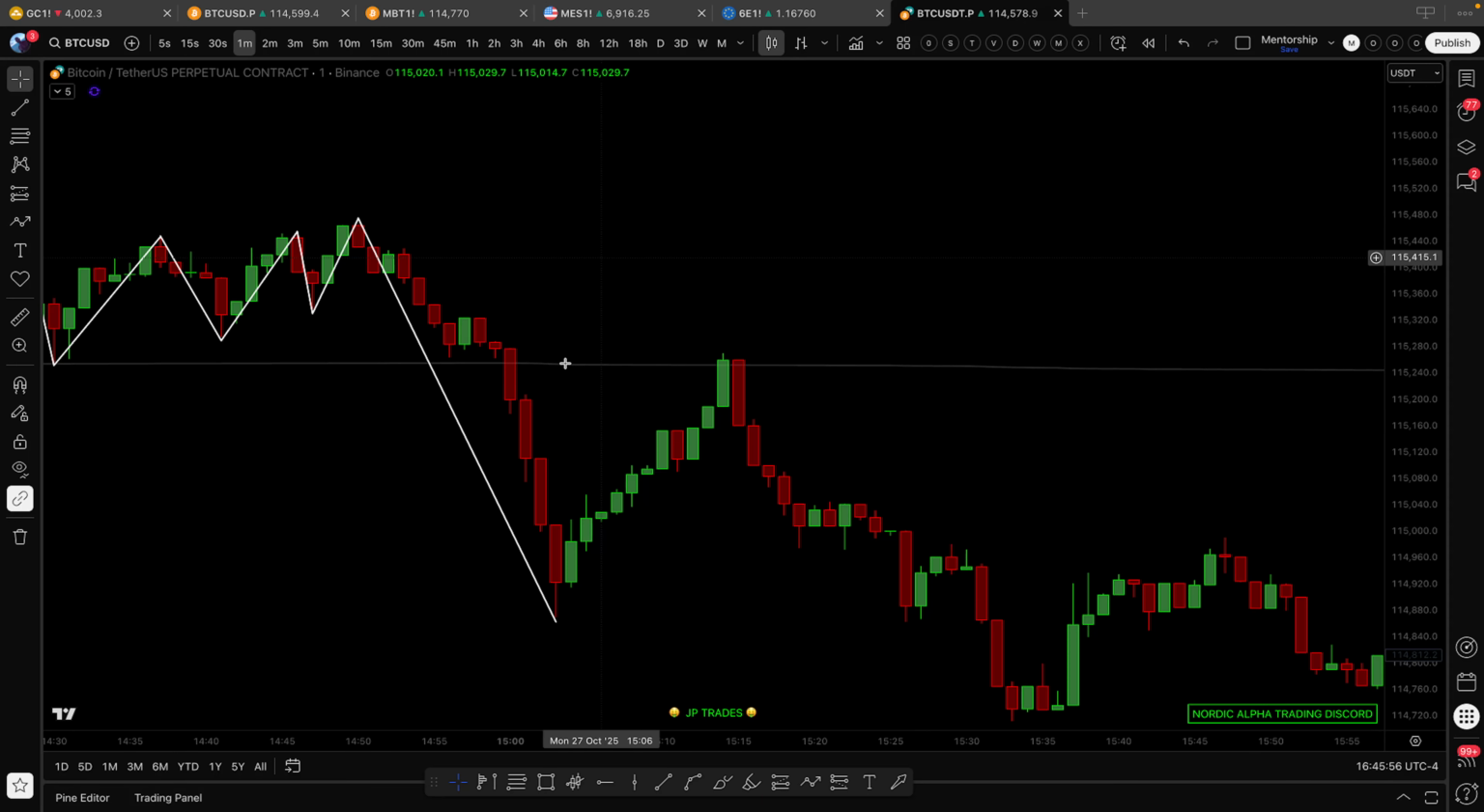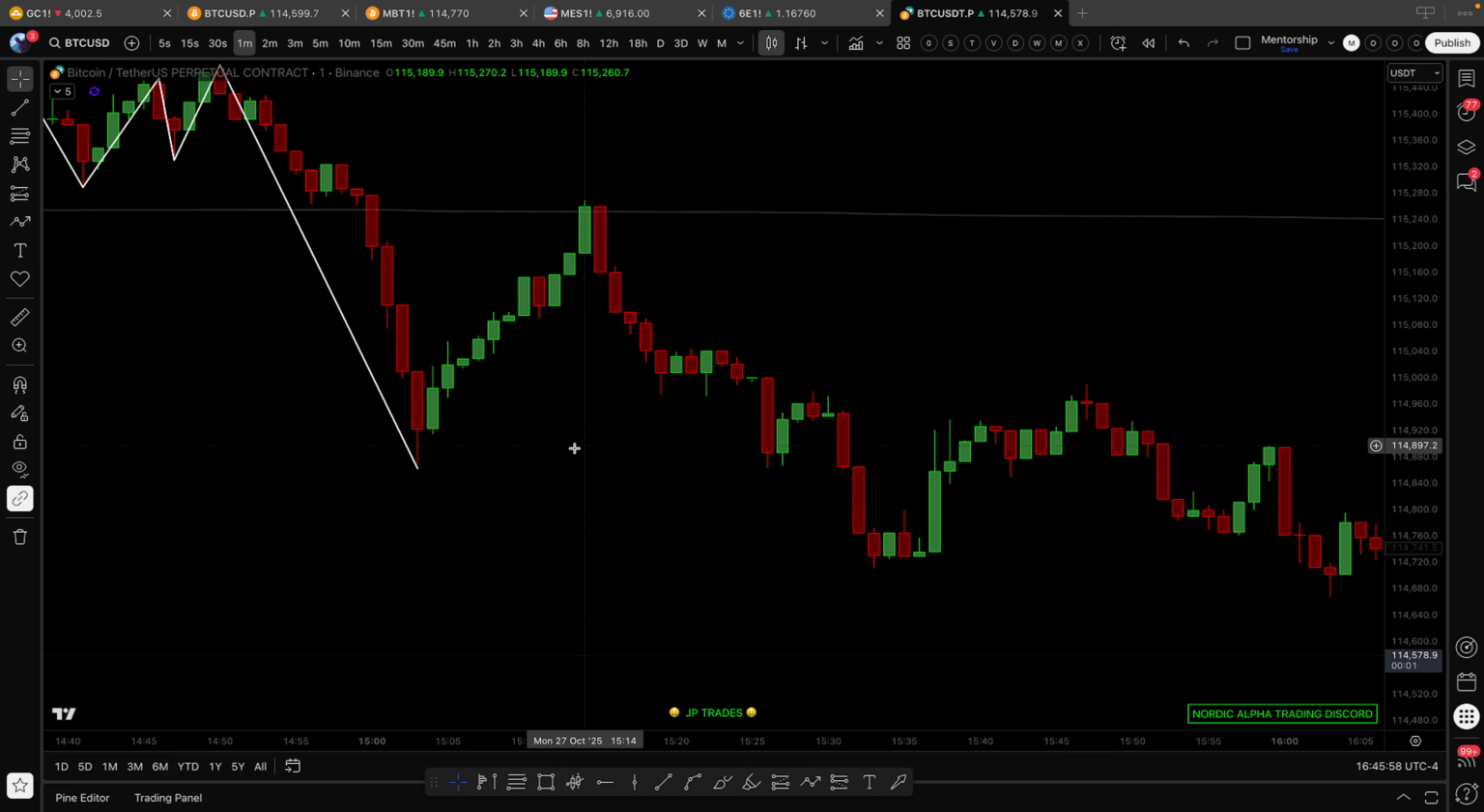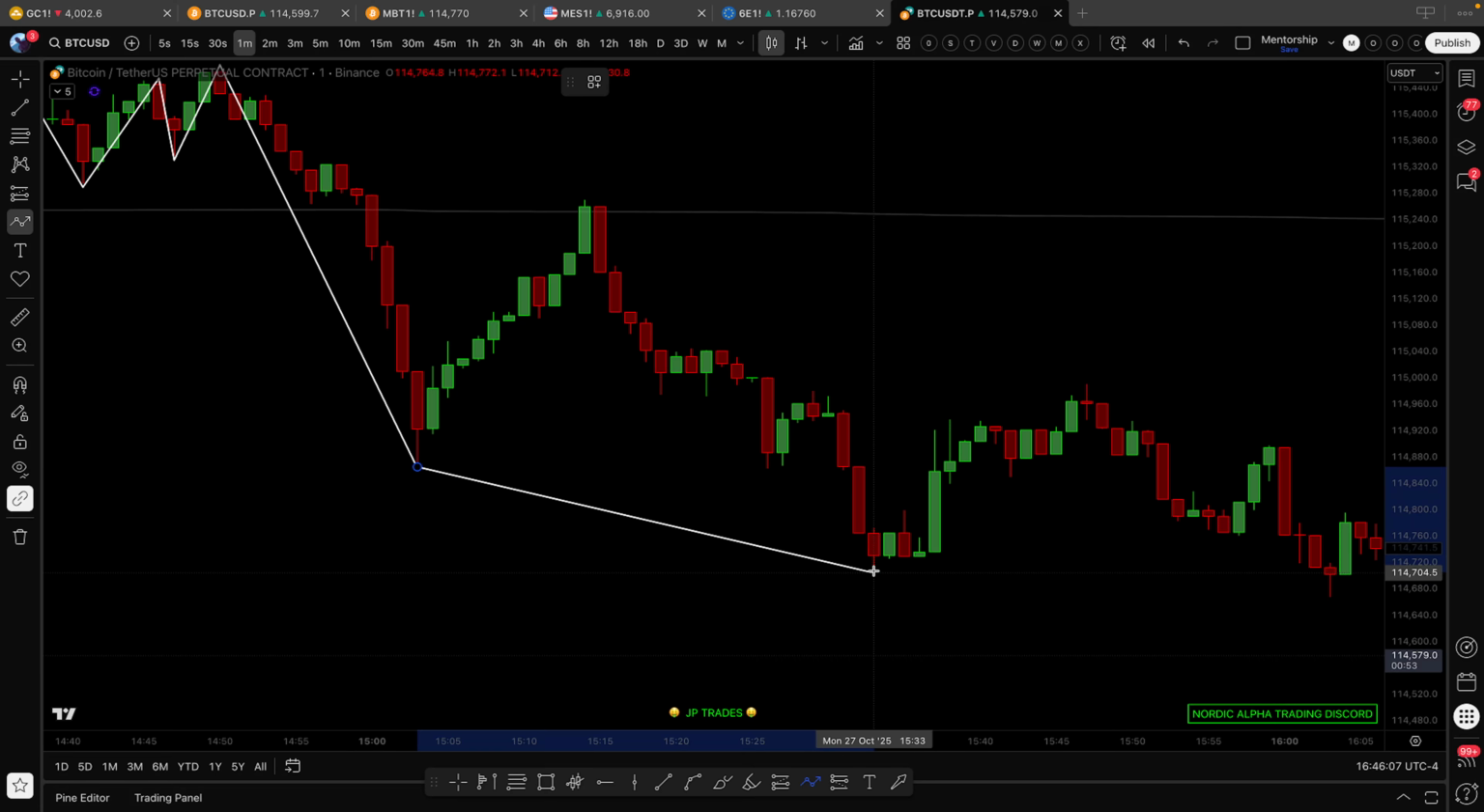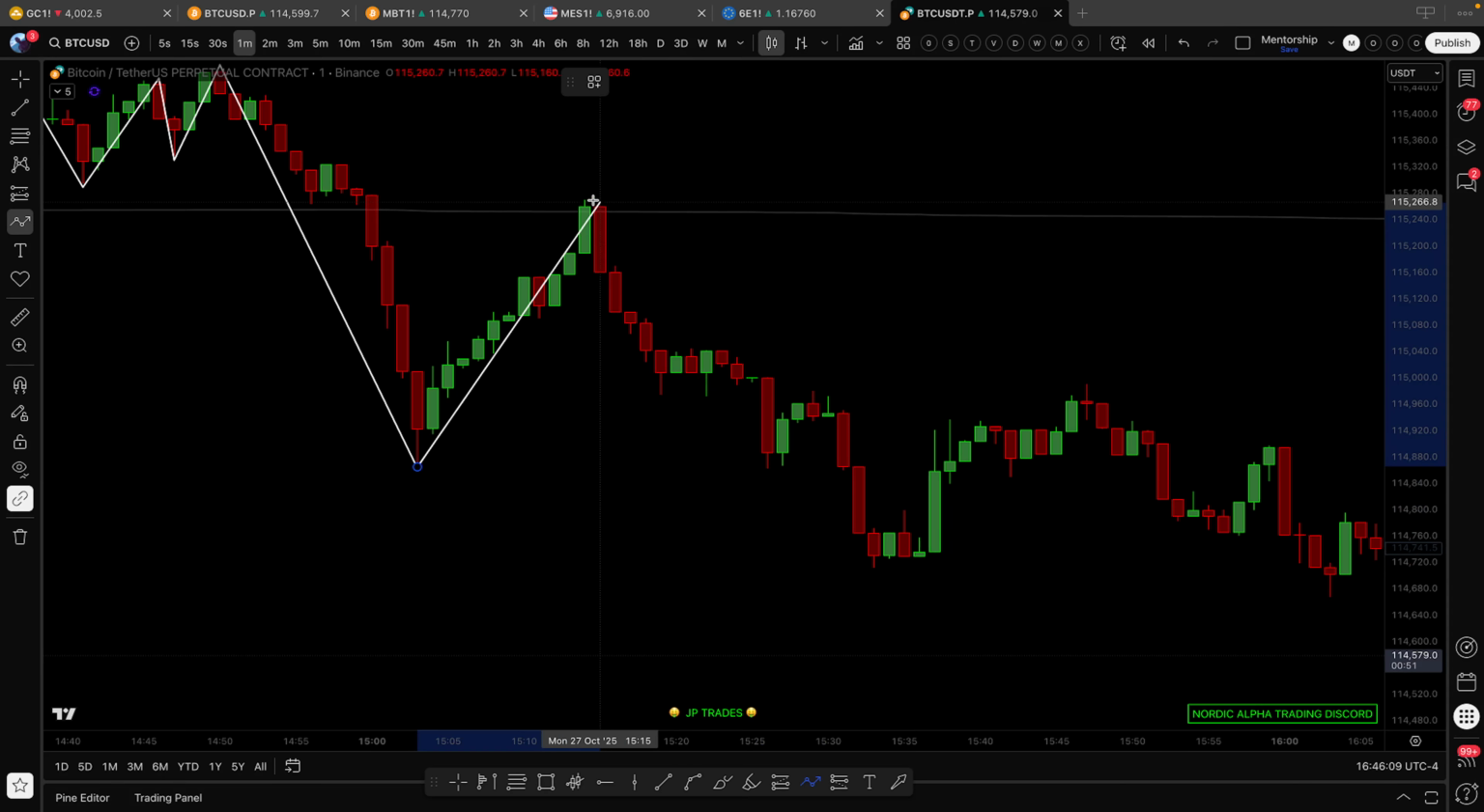Now, did we break the high or break the low first? We broke the low. We need two green candles. We find it right here. So this is now our confirmed low. What's the highest point between these two? Is here.